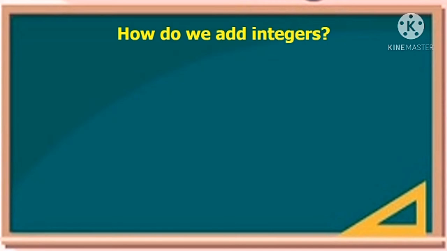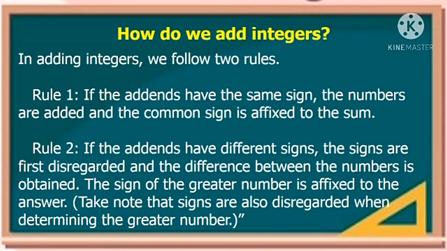Again, how do we add integers? In adding integers, we follow two rules. Rule number 1. If the addends have the same sign, the numbers are added and the common sign is affixed to the sum. Rule number 2. If the addends have different signs, the signs are first disregarded and the difference between the numbers is obtained. The sign of the greater number is affixed to the answer. Take note that signs are also disregarded when determining the greater number.